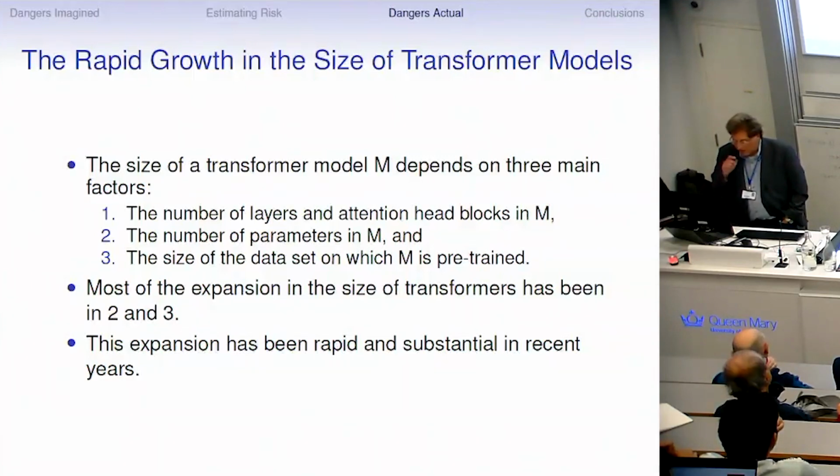So the size of such a model depends on three main factors. The first one is the number of layers or attention blocks that we talked about in it. The second is the number of parameters in M, which corresponds to the size of its embedding. And the third is the size of the data on which it's trained. So most of the expansion has gone on in 2 and 3. And the expansion has been really rapid and substantial in recent years.